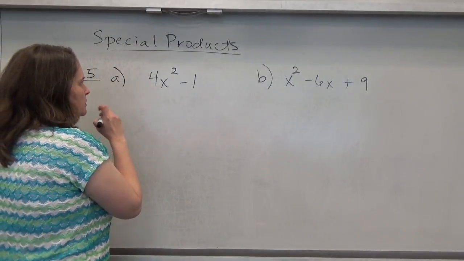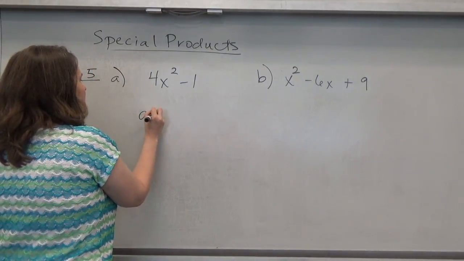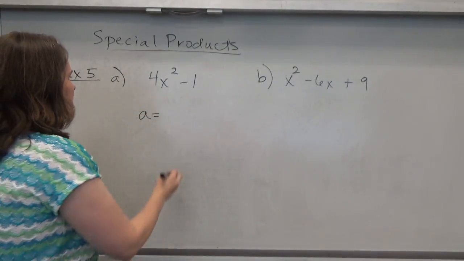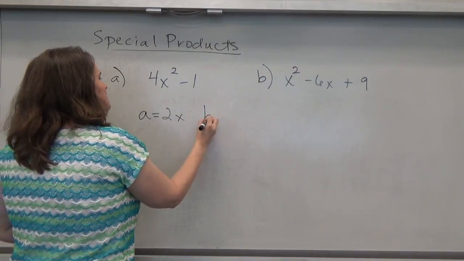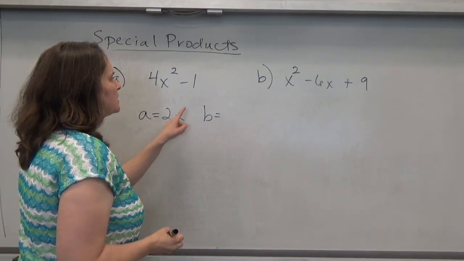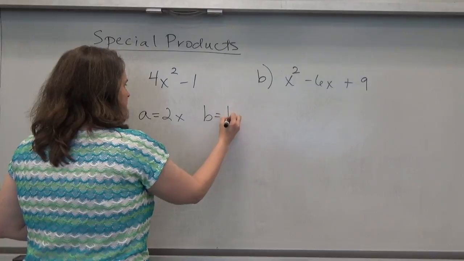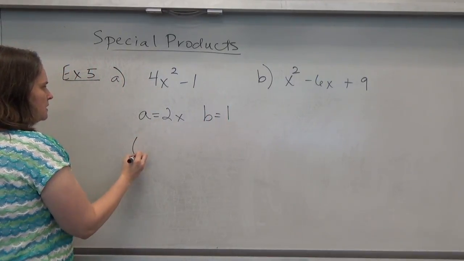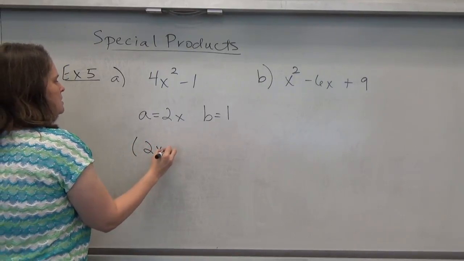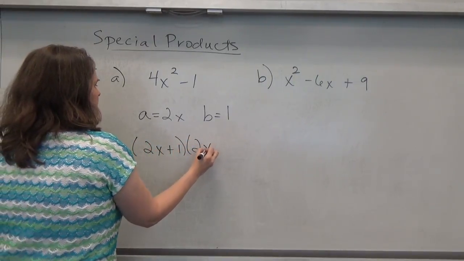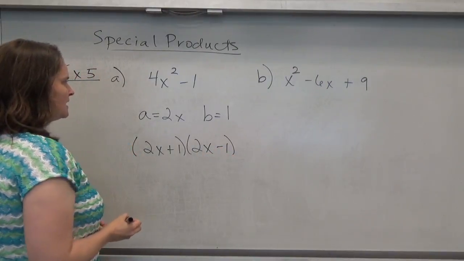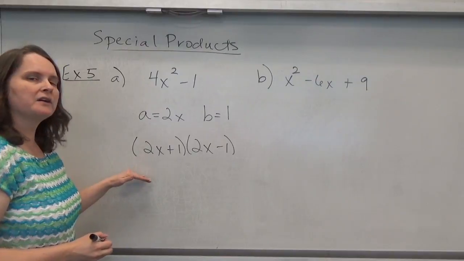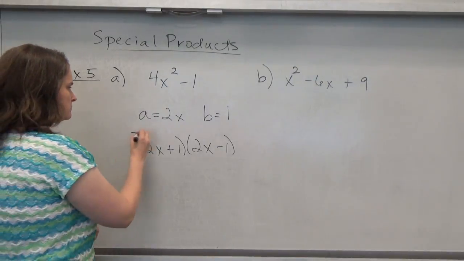You need to determine what your a and your b are. So a in your formula is whatever you're squaring to give you your first term. So a is 2x. B is whatever value you need to square to give you the 1, so that would be 1. Apply your formula, a plus b times a minus b, and you have 2x plus 1 times 2x minus 1. All right. And again, unless you forgot to remove a GCF in the very beginning, once you apply your formula, you're done.